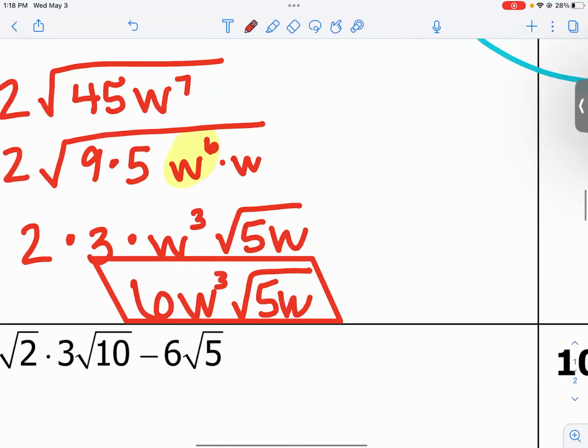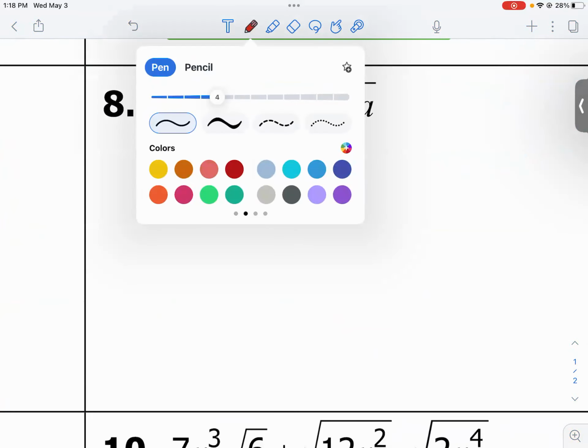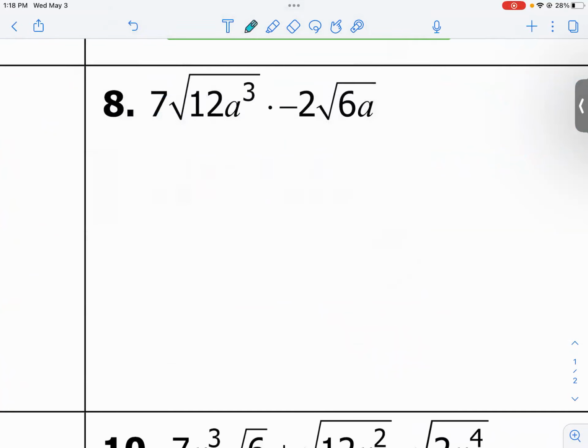Okay, last but not least, my teal group. Oh, clap, clap, clap. Thank you. Thank you. All right, teal group, lead us through.